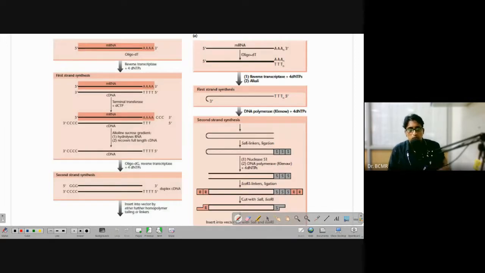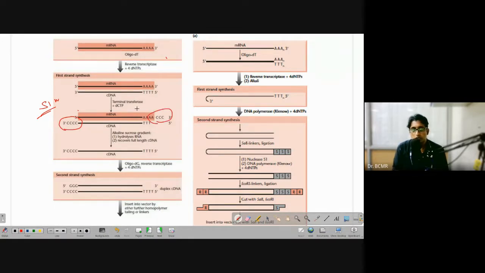We have also learned about two other protocols using oligo-dT. One of them is the same as what we have discussed a little while ago. We are not using S1 nuclease. So if we are not using S1 nuclease, how are we synthesizing the second cDNA strand? The second cDNA strand is synthesized by using homopolymer tailing.